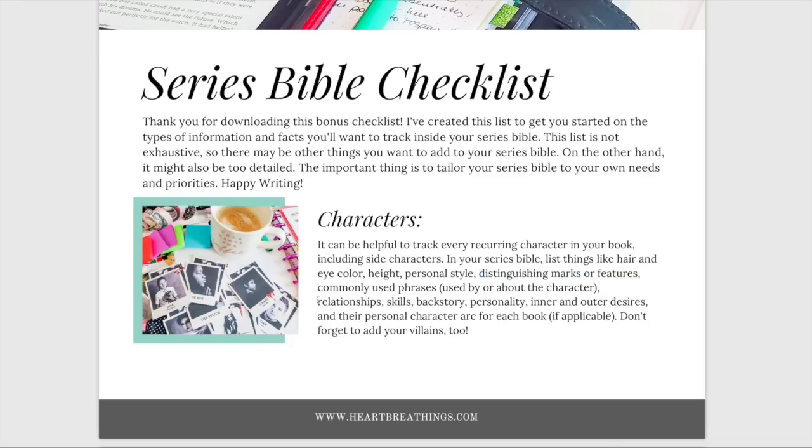You can also track their relationships, parents, their skills, their backstory, personality, inner and outer desires, like their passions, their personal character arc for each book. And we'll go into this in a template towards the end of this workbook. And don't forget to track your villains too. So you can get as detailed as you want in terms of how many characters. You could track every single character that ever appears in the book, or you could only track the ones that recur the most often. It's up to you, but it can be a good idea to add your villains in there too.